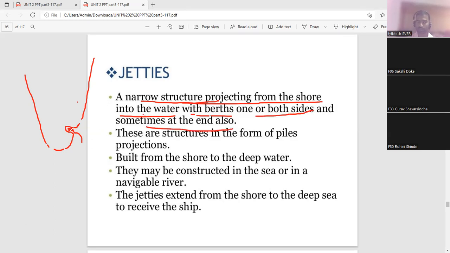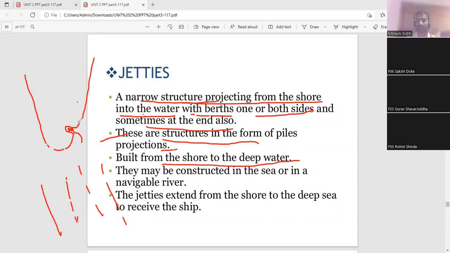On one side or both sides, loading and unloading takes place. A jetty is only a small portion. It is a small narrow structure, with movement of water, in which the ship will go and loading and unloading will take place. These are structures in the form of pile projection. Piles are like columns. They are built from the shore to the deep water. Shore means at the end, deep water means inside the water.